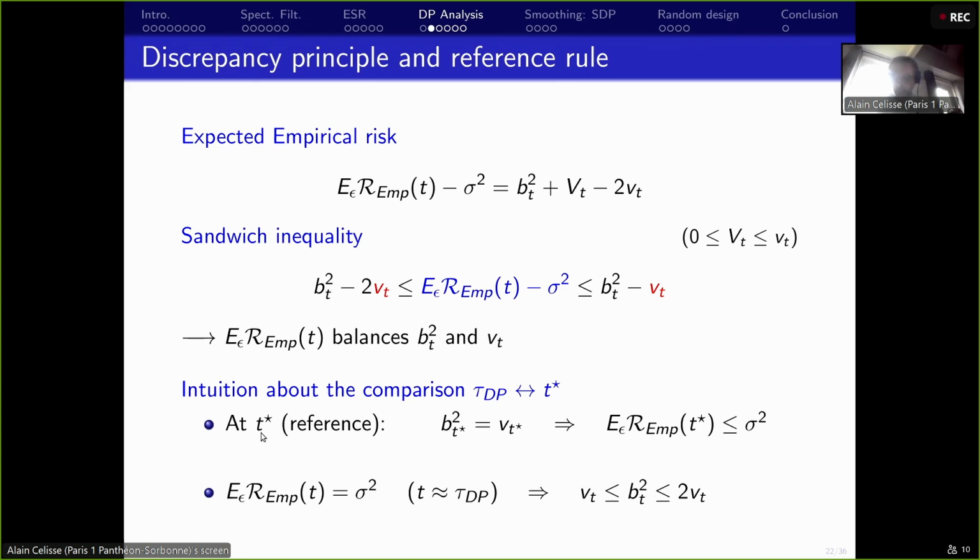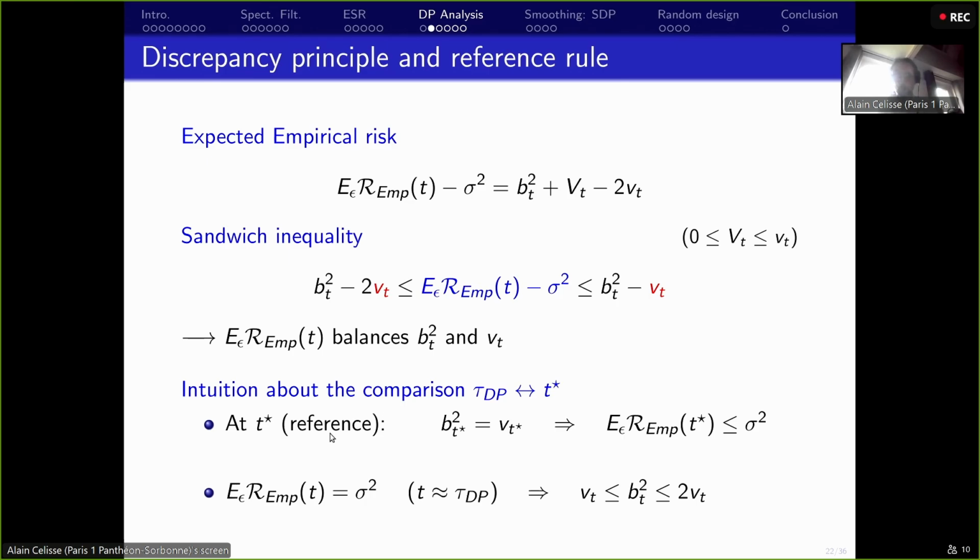reference stopping rule, T star, you know that T star is the first time at which the bias becomes smaller or equal, but equal because we are working with continuous quantities, is equal to a proxy variance. If we define the reference stopping rule in this way, then it means that precisely at this reference stopping rule, we know that the right-hand side of the inequality is exactly equal to 0. Because it's exactly equal to 0, it means that at this stopping rule, T star, you know that the expected empirical risk minus sigma squared is negative or non-positive, meaning that you are already below the threshold, meaning that you are in the situation where the expected empirical risk is already smaller or equal to sigma squared.